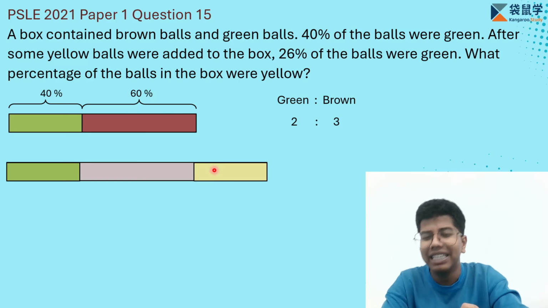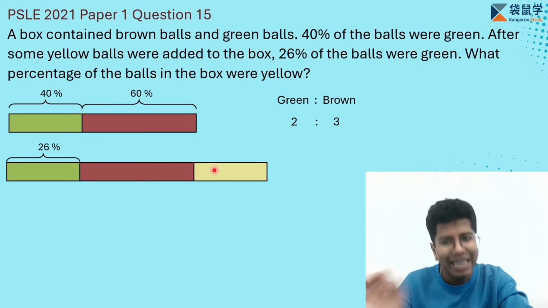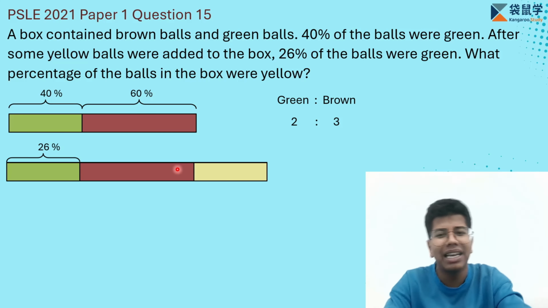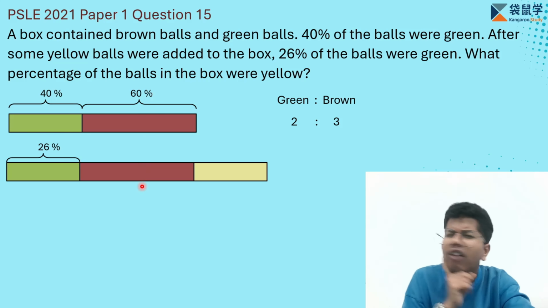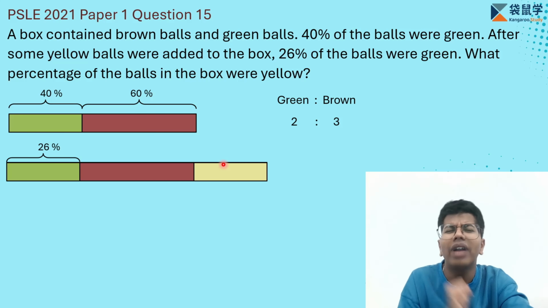So let me highlight this information here. This green part is 26%, and this is the number of brown balls that are present. So do I know the percentage of brown balls that are present? Is it given? Of course not given here. But regarding the yellow balls, this is what I have to find out.